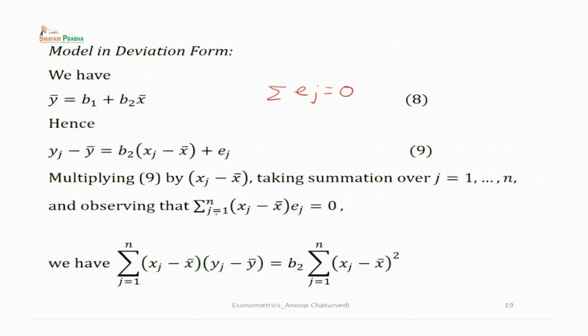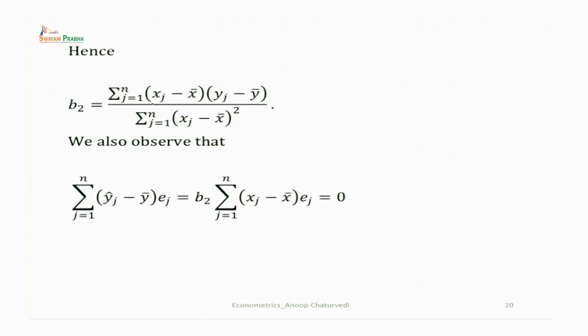And you also observe that summation over j of x j minus x bar times E j is equal to 0. So, if we multiply this last term with x j minus x bar and take summation, then we get 0. So, finally, you obtain summation over j of x j minus x bar times y j minus y bar equal to b 2 times summation of x j minus x bar square. From here, you obtain the value of b 2 as summation x j minus x bar y j minus y bar divided by summation x j minus x bar square.